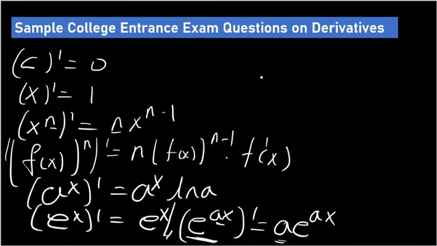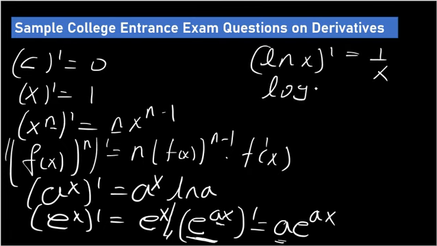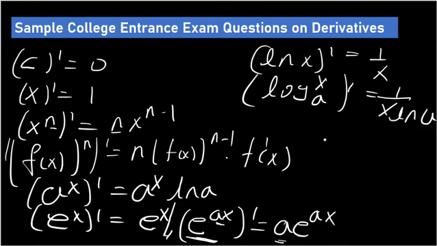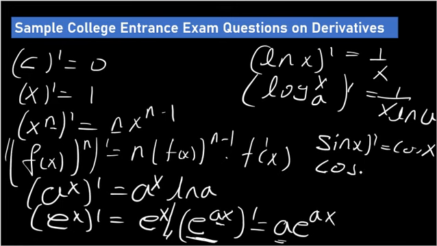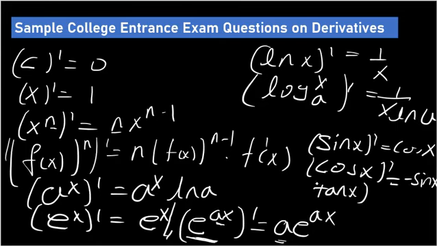Don't forget that the derivative of ln x is 1 over x, and the derivative of the logarithm of x to the base a is 1 over x times ln a. When you come to trigonometric derivatives, the derivative of sin x is cos x, and the derivative of cos x is negative sin x. These are the main ones. Finally, the derivative of tan x is sec square x.